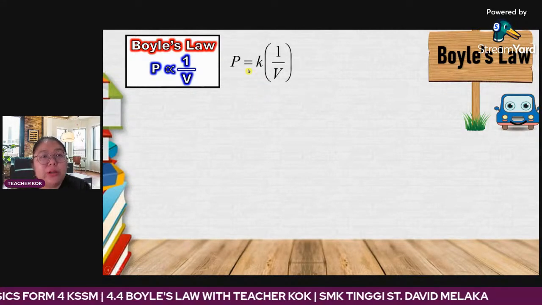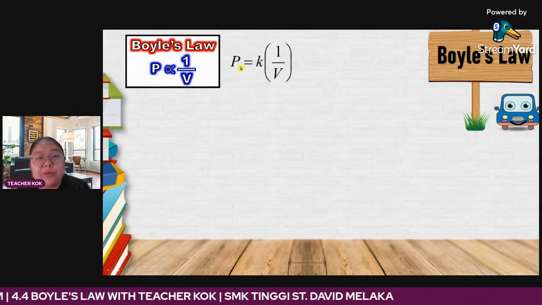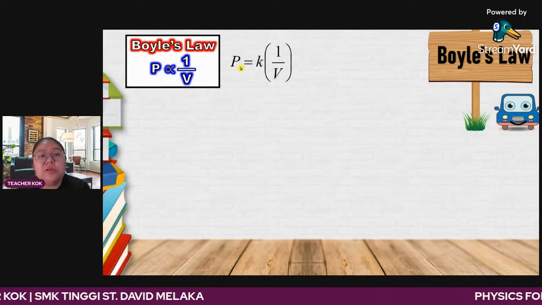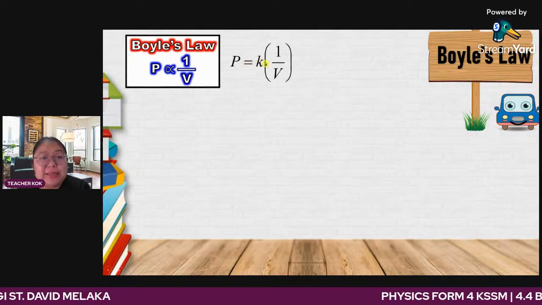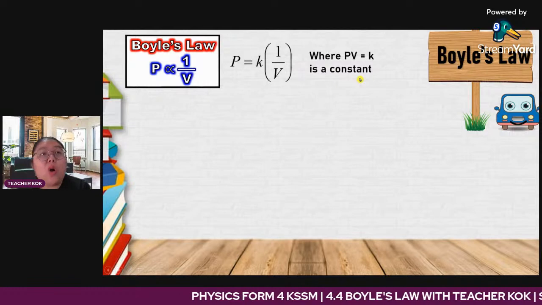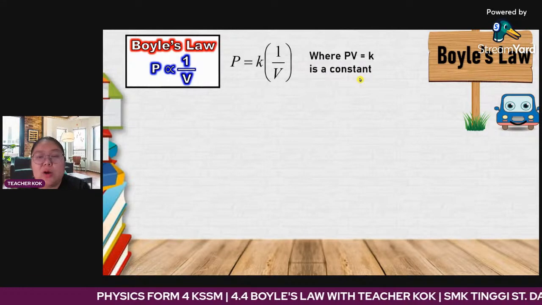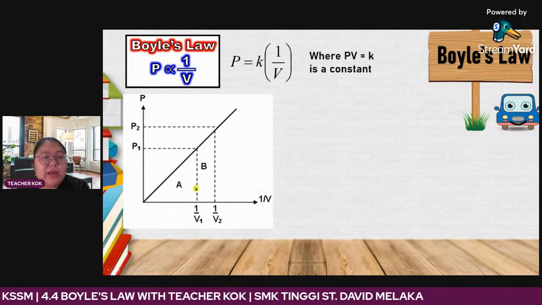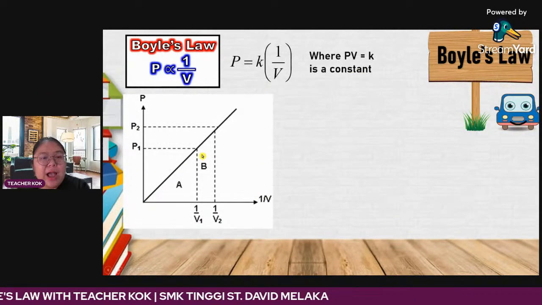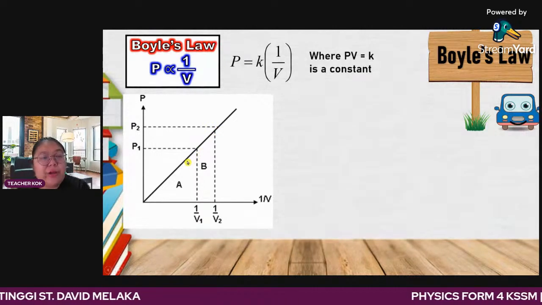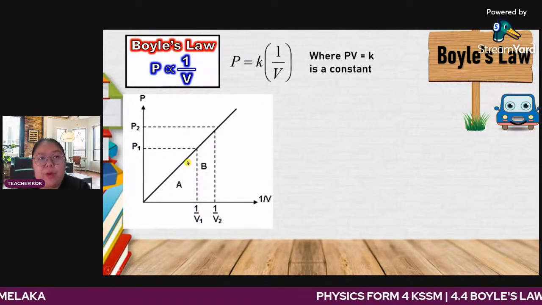When you plot the graph of P versus 1 over V, the line passes through the origin, because it is directly proportional. So you can find the gradient, which is K. K is just one constant number. This is an example graph. If I plot one straight line and take any point on the line, I find the gradient is almost the same.